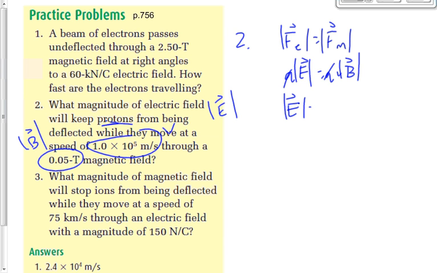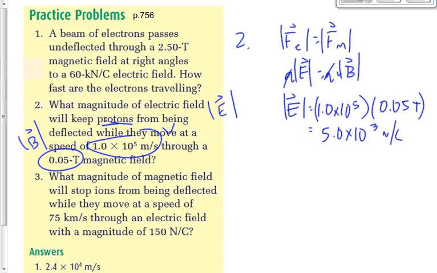So it's going to be 1.0 times 10 to the 5 meters per second times magnetic field of 0.05 Tesla, which when we multiply these two together, what are we going to get here? 5.0 times 10 to the, is that 3? 5.0 times 10 to the 3?